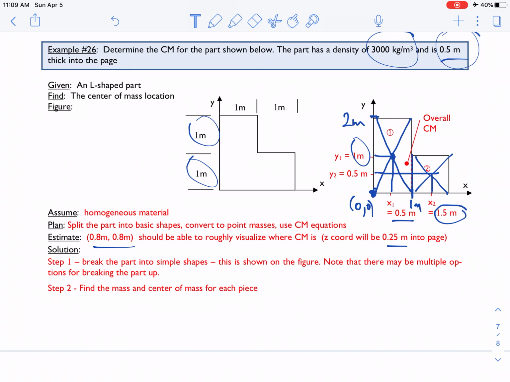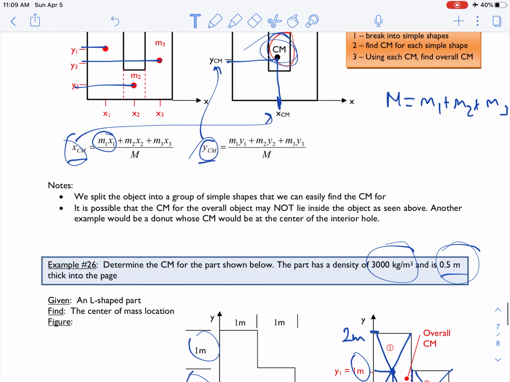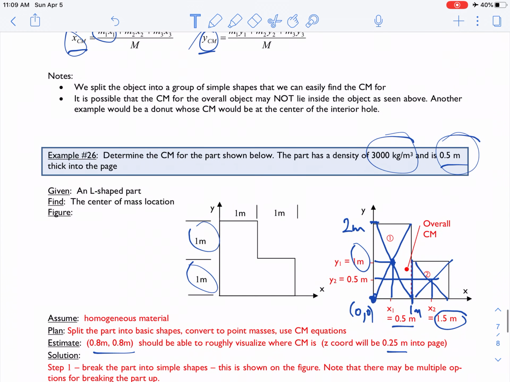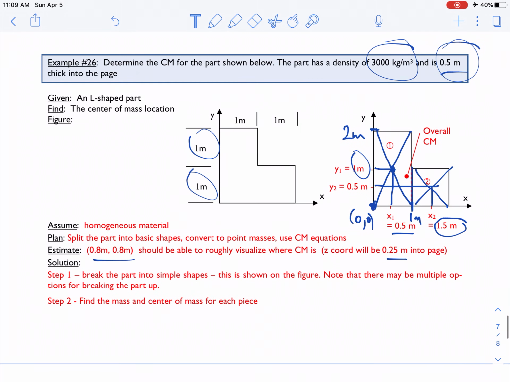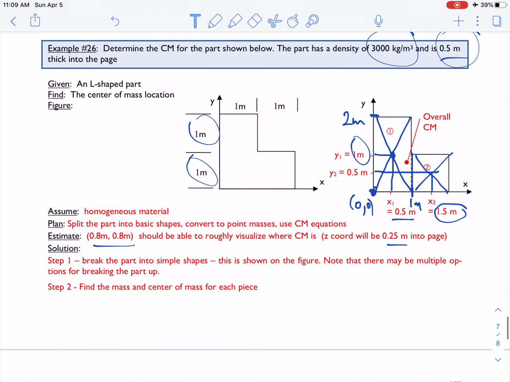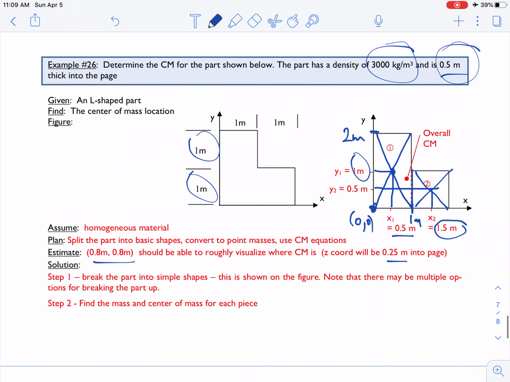So what we would do is, again, use the equations and find m1 x1 plus m2 x2 and divide by total m. However, we don't know the mass, so that adds an extra step to this problem, which is different than what we looked at in the text. So we need to understand how to use the density equation. The density is in kilograms per meter cubed. Density is usually shown with rho, and it is mass divided by volume, because it's kilograms per meter cubed.